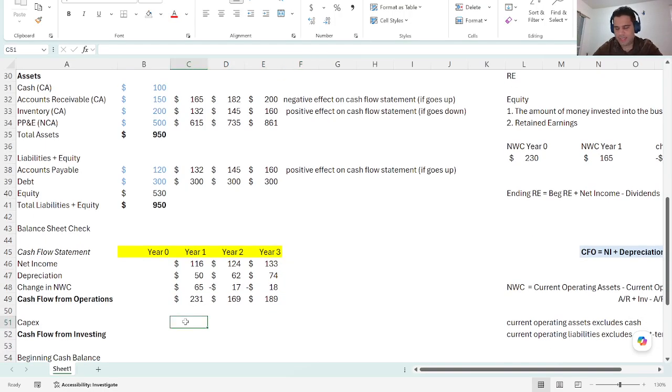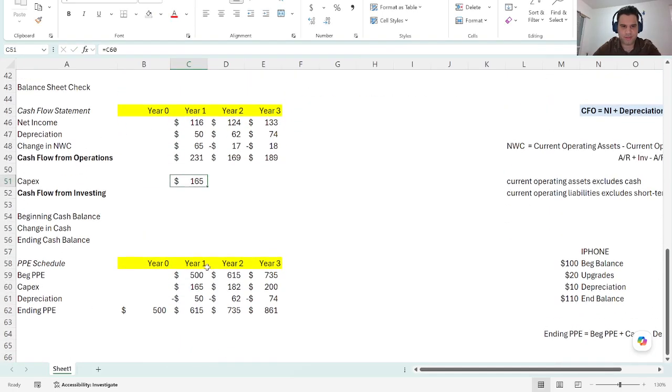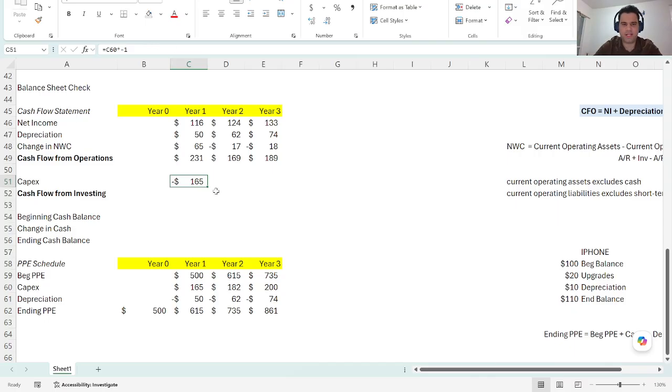CapEx is the only line item that we have in our model that's going to go in cash flow from investing. Okay, so CapEx is going to be this. And I'm going to make it negative because that's cash outflow. We're spending this money, so it has to be denoted with a negative sign. So our cash flow from investing, since there's only one thing, I still would use the sum function.